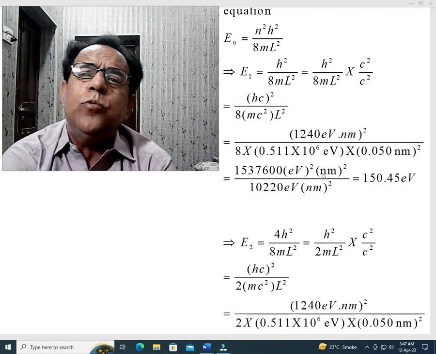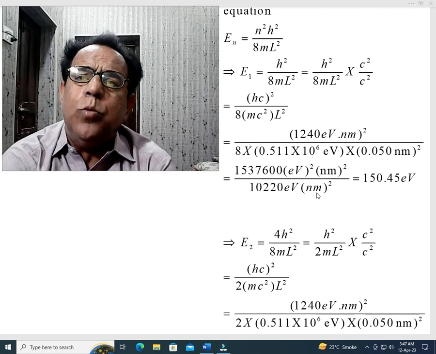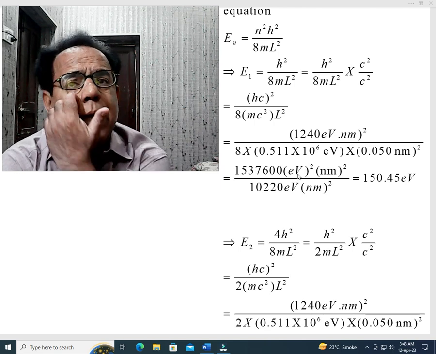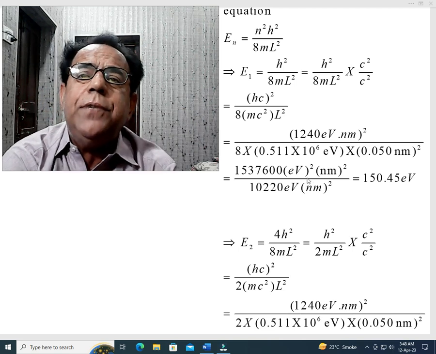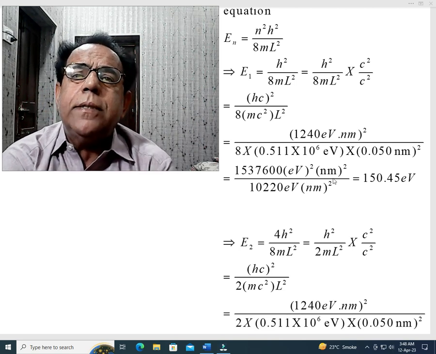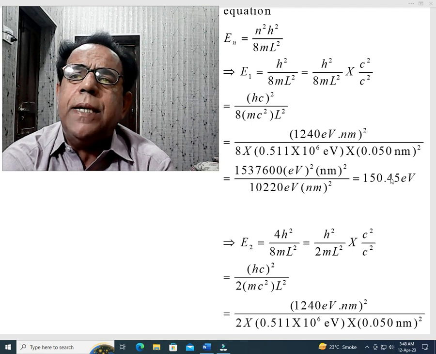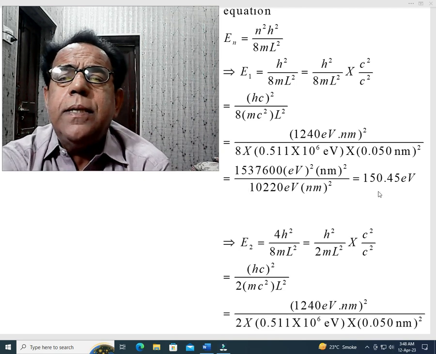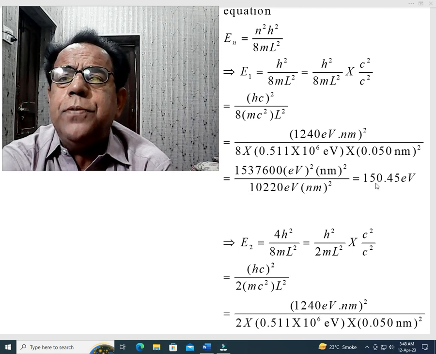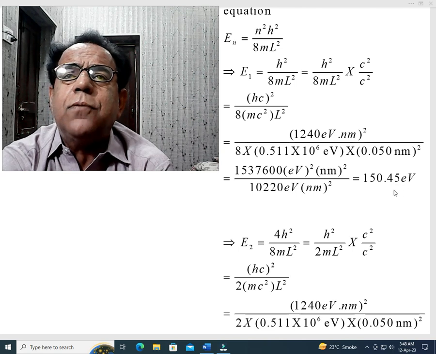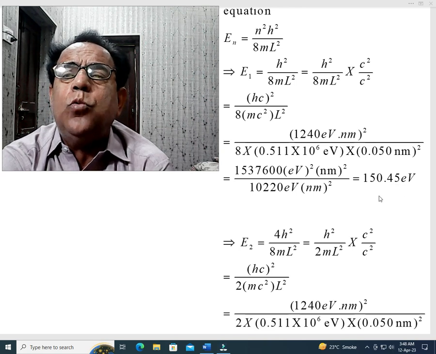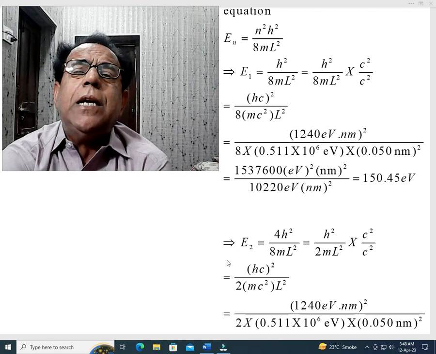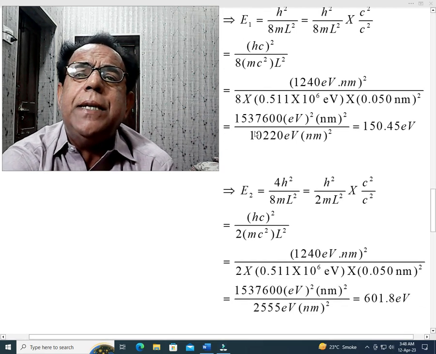Here, dear students, nanometer square will be cancelled with nanometer square, and one electron volt will be cancelled from electron volt square, and we will be left only with electron volt raised to power 1. So its answer has become equal to 150.45 electron volt. So E1 has become equal to 150.45 electron volt. Similarly, we can find the value of E2 by using n equal to 2.